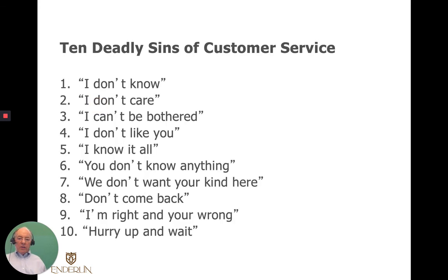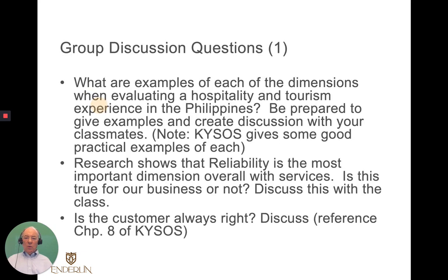And this comes from your Knock Your Socks Off Service book, the 10 Deadly Sins of Customer Service. You don't want to say: I don't know, I don't care, I can't be bothered, I don't like you, I know it all, you don't know anything, we don't want your kind here, don't come back, I'm right, you're wrong, or hurry up and wait. Those are not necessarily verbalized, but they show in the way that you deliver the service, in your body language, and in how you say things. Those are things that you don't want to do.